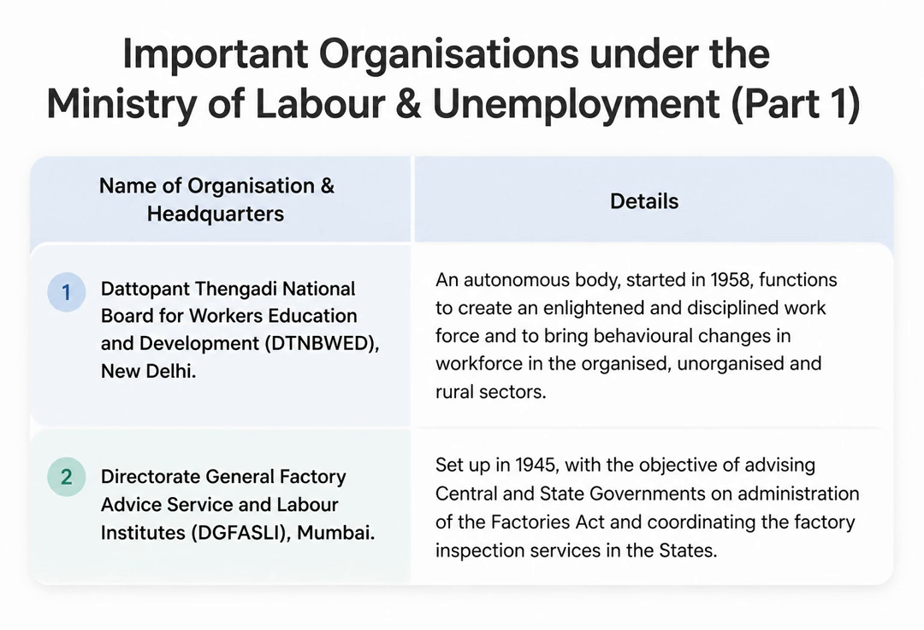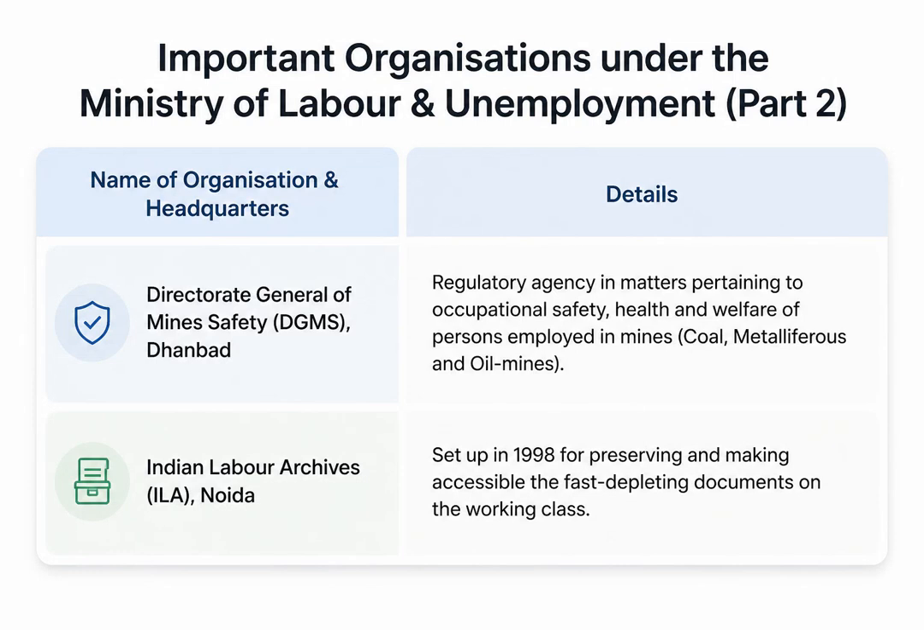Set up even earlier in 1945, it plays a critical advisory role, guiding both central and state governments on how to administer the Factories Act and coordinate factory inspection services effectively. Continuing with our list, we look at the Directorate General of Mines Safety, abbreviated as DGMS, located in Dhanbad. This is a vital regulatory agency.